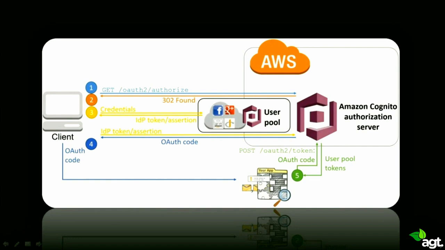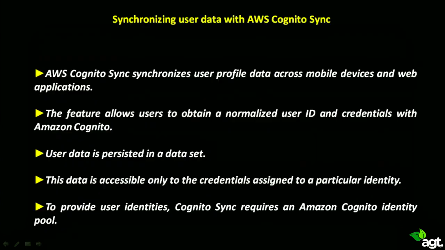This is the overview of how Amazon Cognito security works, and this is the sample image, showing the process from the starting level to the end of the process. And synchronizing user data with AWS Cognito Sync. So AWS Cognito Sync synchronizes user profile data across mobile devices and web applications. The feature allows users to obtain a normalized user ID and credentials with Amazon Cognito.